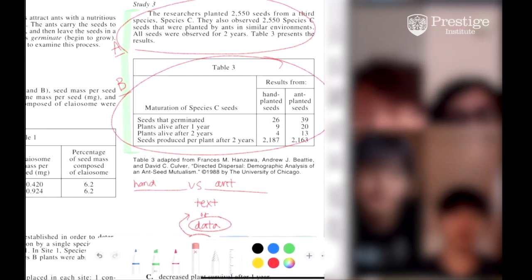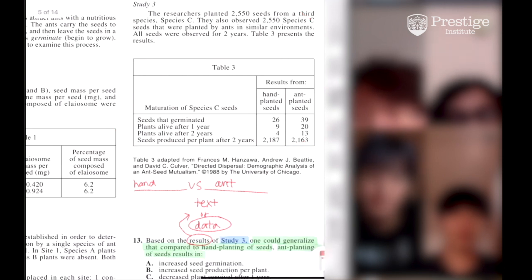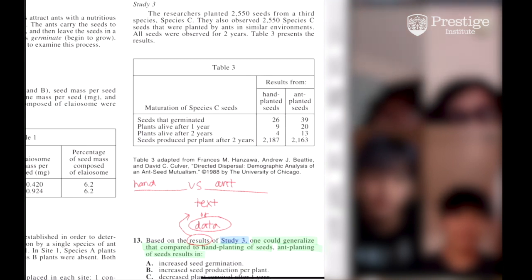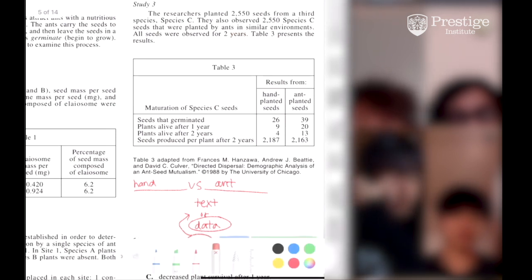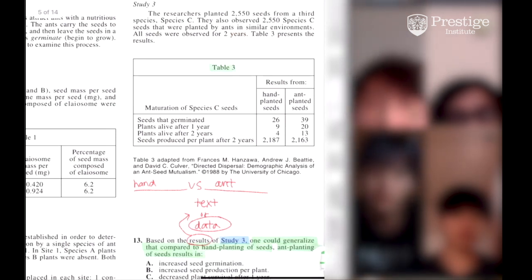And we have values from the results, so we know that we're looking at table 3 for this. They didn't specifically say table 3. They can say based on table 3, but they were making it extra hard for us, right? Results of study 3. So we're going to look at table 3 for this question. And let's see, table 3. And hand planting versus ant planting is from the results column, right?